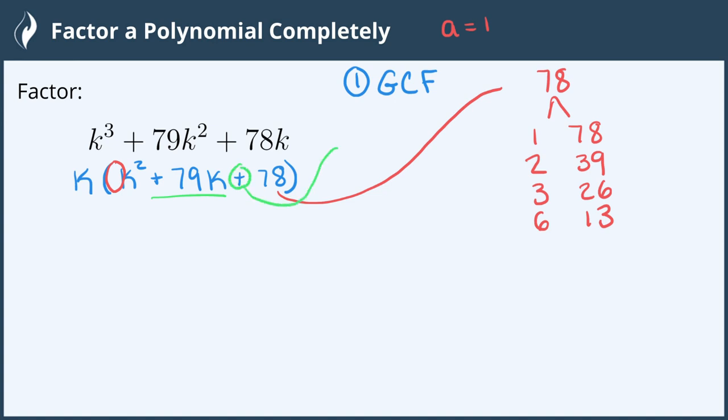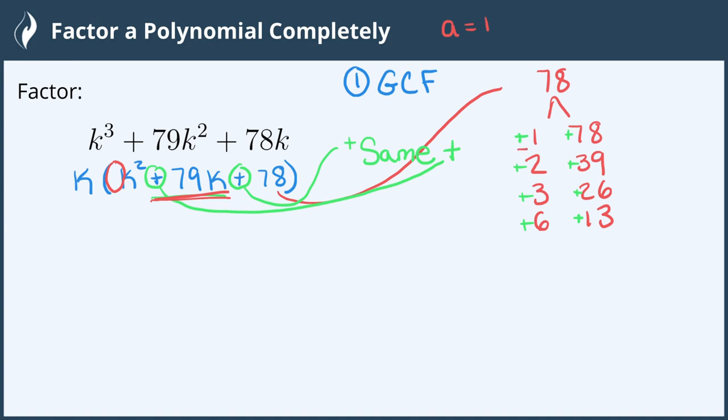Before we do that, we look at our last sign. If this sign is positive, then it means that our two factors will have the same sign. And because it is positive, they will be the same sign. And the first sign tells us what that will be, in this case, positive. So we'll fill in all of these signs on our factors. So they're all positive.